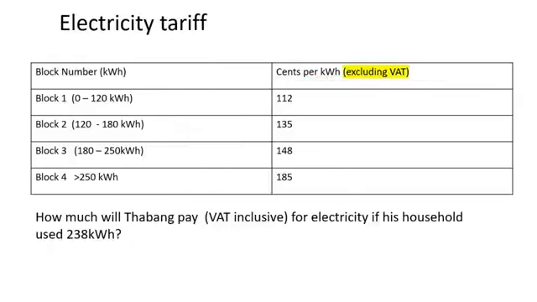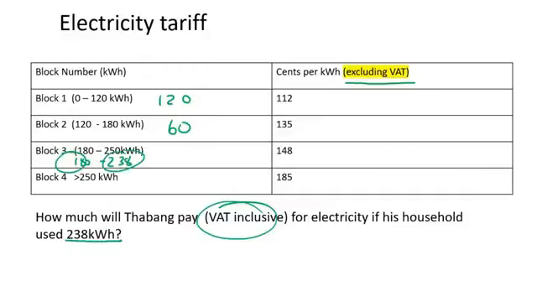Okay, this one says that this is the price excluding VAT this time, and it says how much will Tabang pay, VAT inclusive. So they want us to add the VAT. Don't forget that. For electricity, if his household uses 238 kilowatts. So 238 is over here, but we start over here first, so 120. Then to go from 120 to 180, that'll be 60. And then from 180, we're only going up to 238. So if you minus these two numbers, you end up with 58.